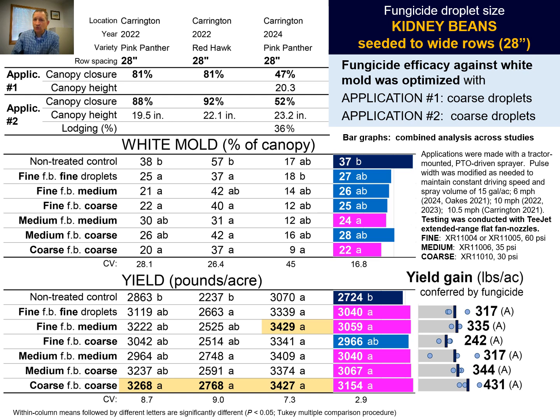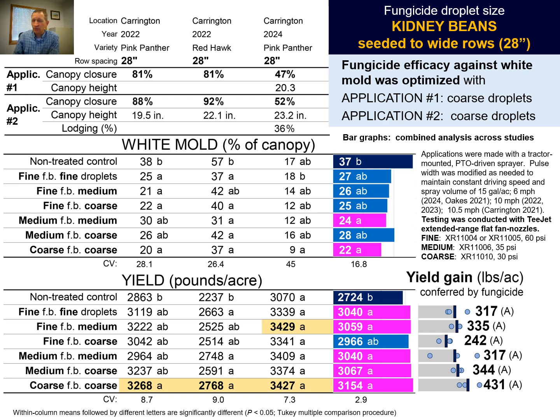And you notice the one study where we had some flexibility on droplet size, i.e. there was not that much of a penalty to spraying with finer droplets, was the study conducted in 2024 with Pink Panther kidneys, where the canopy closure averaged just about 50% in both first application and second application. 40% average canopy closure in the first application, 52% in the second, i.e. about half of the ground was still showing between the rows.